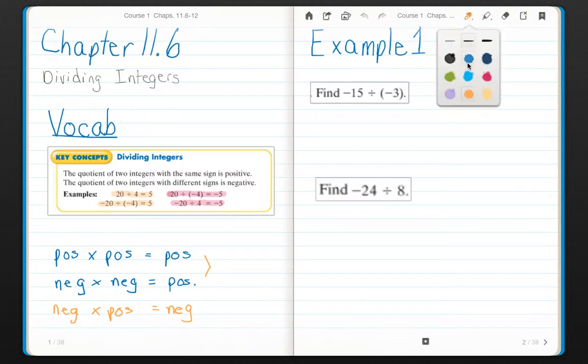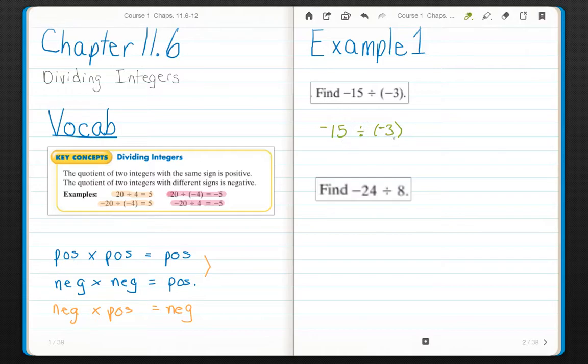So let's put that into practice. Here I have negative 15 divided by negative 3. Of course, I'm going to rewrite the original problem. Negative 15 divided by negative 3. Now the parentheses are only here in order to differentiate between the division symbol and the negative going with the number. It doesn't tell you to do anything first.